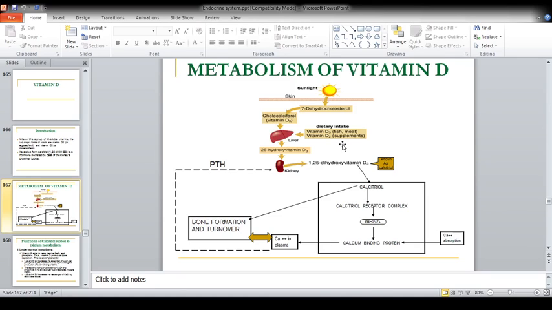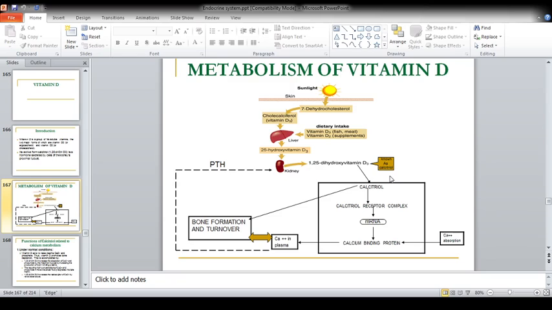7-dehydrocholesterol, all of this would travel to the liver via the portal system or via the circulation. When it reaches the liver, it is converted into 25 hydroxy vitamin D3, which when circulating through the blood reaches the kidney and is converted into 1,25 dihydroxy cholecalciferol. So the activated form is formed by the proximal convoluted tubules of the kidney.